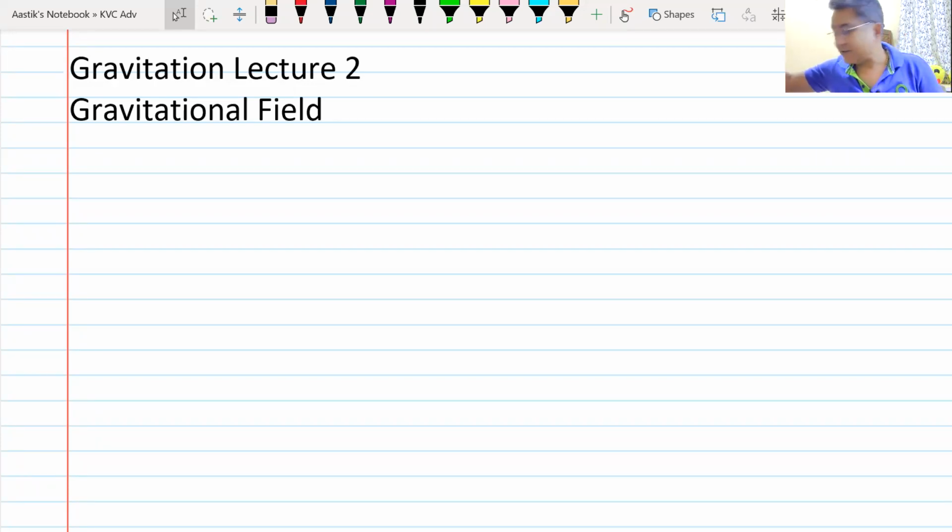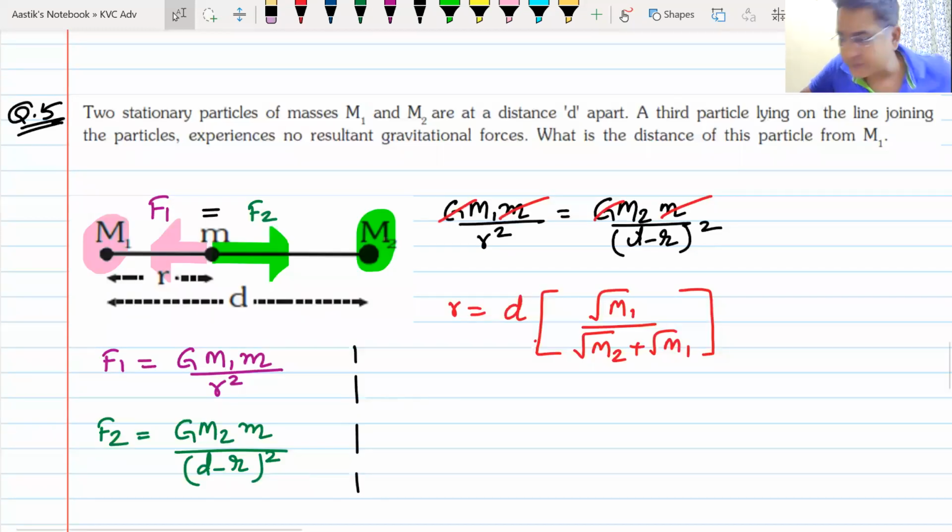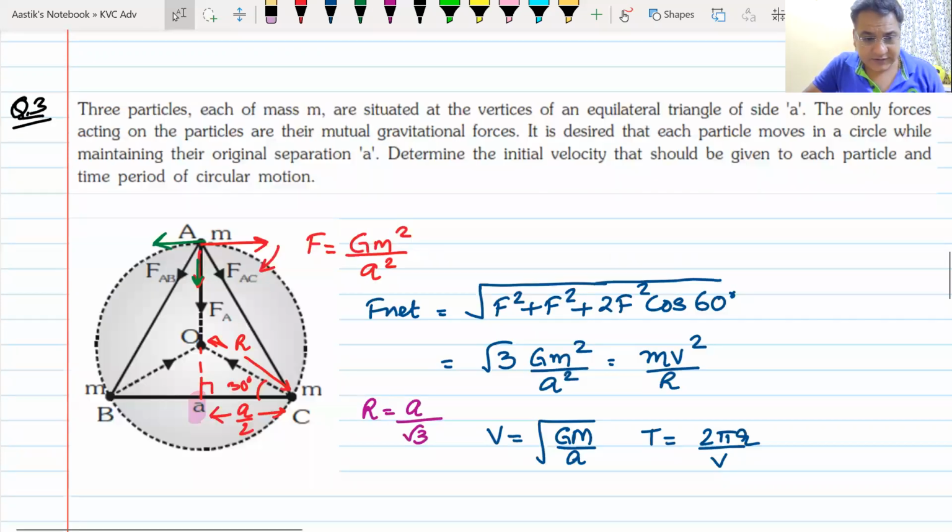We are dealing with gravitation, and this is lecture number 2. In the previous lecture, we had dealt with gravitational force, specifically gravitational force between two point masses. We had done a variety of questions where we found gravitational force between two point masses, and we had seen Newton's law of gravitation as well. I hope you remember this.